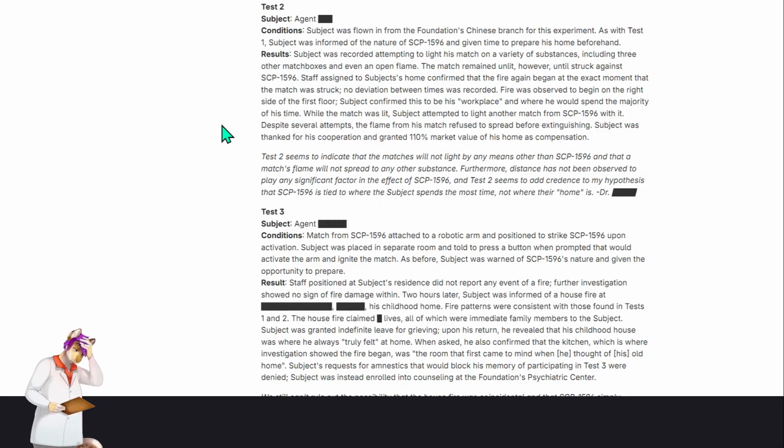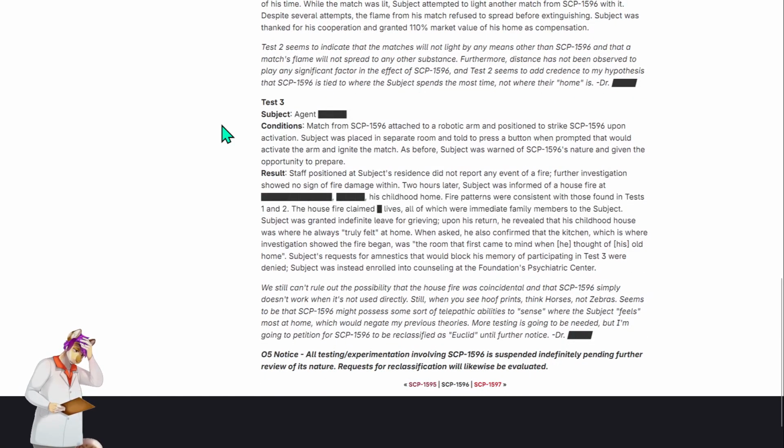The fire was observed to begin on the right side of the first floor. Subject confirmed this to be his workplace and where he would spend the majority of his time. While the match was lit, subject attempted to light another match from 1596 with it. Despite several attempts, the flame from his match refused to spread before extinguishing. Subject was thanked for his cooperation and granted 110% market value of his home as compensation.